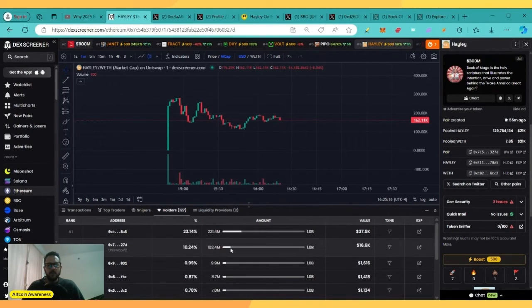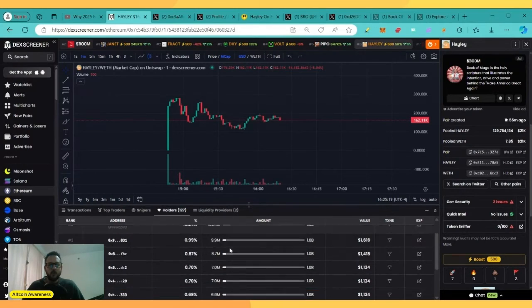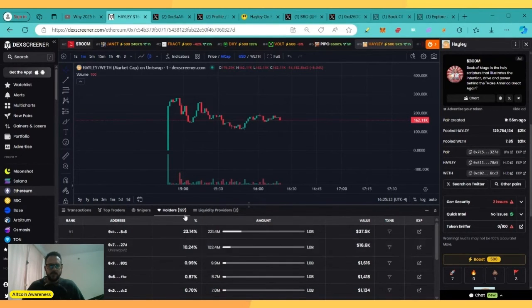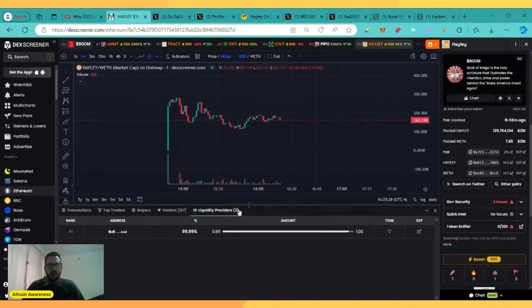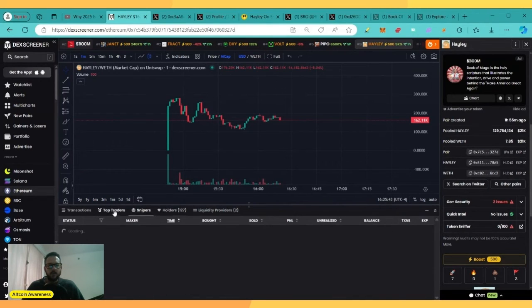But another thing that I like to see is the holders. This token has 127 holders, guys, which is amazing. Look at this. And you can see liquidity providers. It says that we have 2, but I only see 1 here. And that happens very often. It usually says 2 here, but we only see 1. I'm not sure why. So that's it, guys.